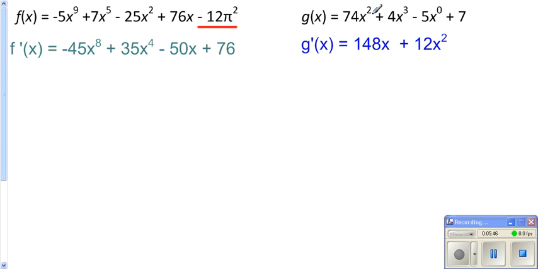Over here, you take your exponent, put it down in front, multiply them together, you get this. Decrease your exponent by 1. Same idea here, but once again, our x to the 0 here is just 1. 1 times negative 5 is negative 5. Negative 5 is a constant, just like 7 is a constant. Derivatives of constants is 0.